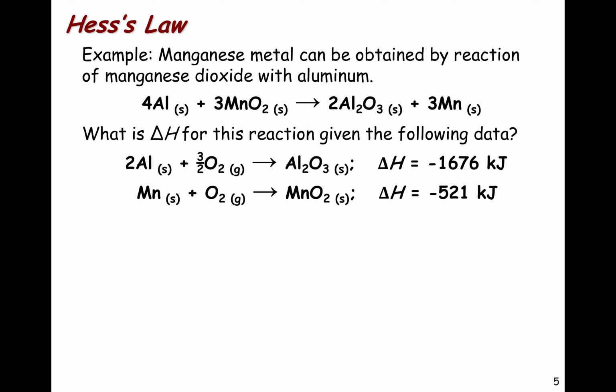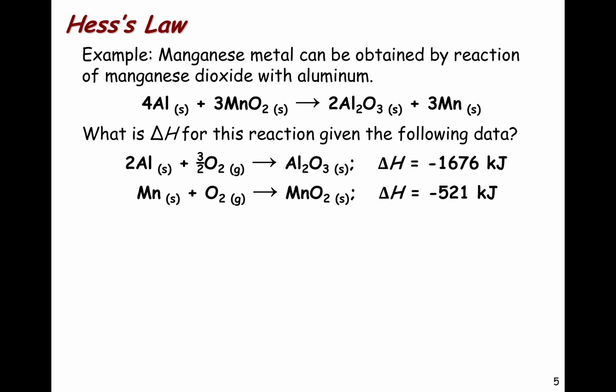This is an exothermic process of negative 1,676 kilojoules. Likewise, we have the reaction of manganese metal and oxygen to form 1 mole of manganese 4 oxide. This is also exothermic by negative 521 kilojoules.